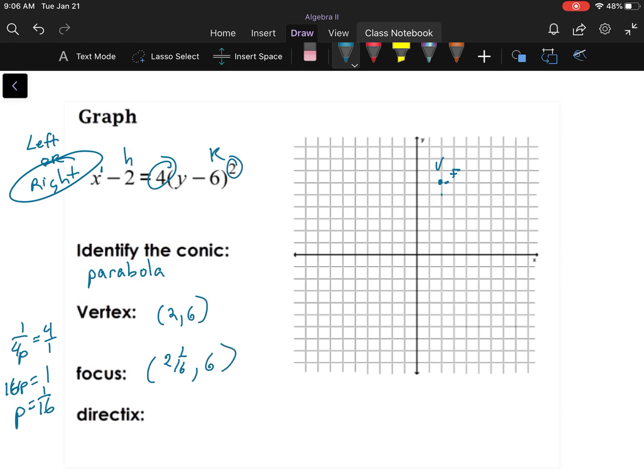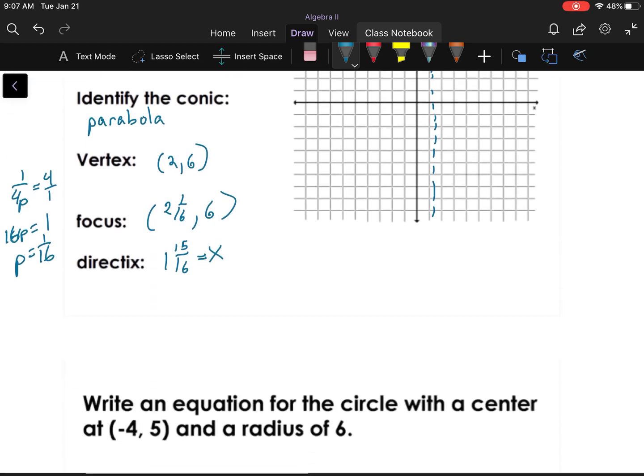And how did I get that? Well, I just took 2 plus the 1/16th, and a little bit of faith here with the fractions, but 1 and 15/16. And they're not typically like this, just it worked out that way this time. But it's going to be just a little bit to the other side. Remember, the distance from the focus to the directrix and the vertex to the focus is the same from the directrix to the vertex as well. So since this is a vertical line, the equation is going to be x equals.